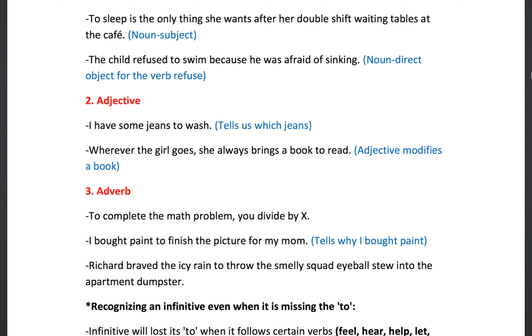For example, I have some jeans to wash. What jeans do you have? The jeans that you have to wash. So to wash is an infinitive here that's functioning as an adjective in the sentence, describing jeans. It tells us which jeans, the jeans that you want to wash.